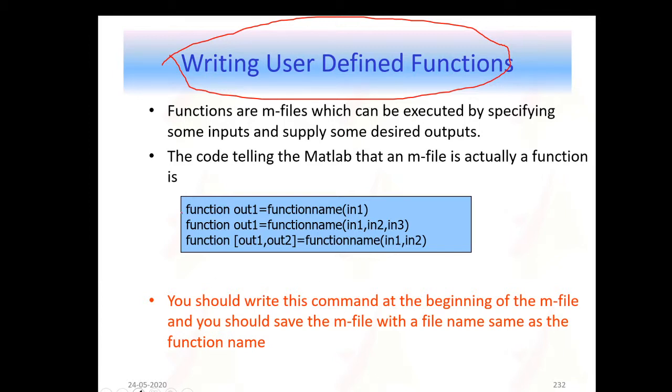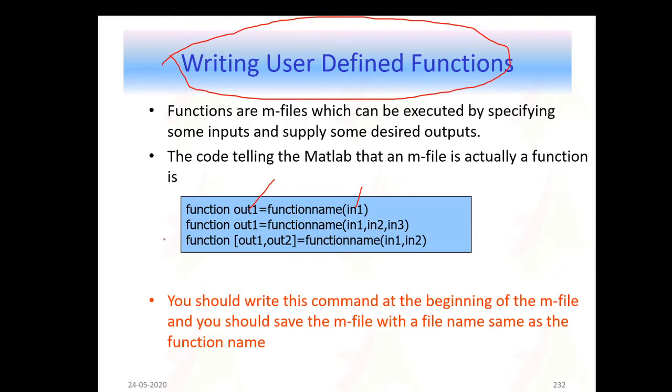This one, okay. That code tells MATLAB that an M file is actually a function. You can see function is the keyword, out is the output where the result will be stored, and the function name is here. This is the input variable and this is the output variable. Single input, single output; three inputs, two outputs; two inputs.